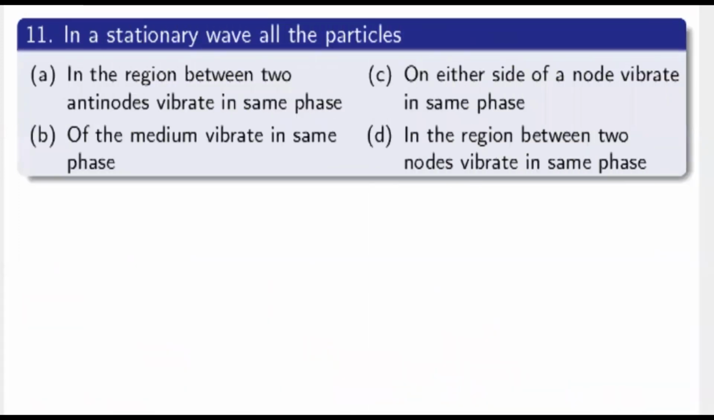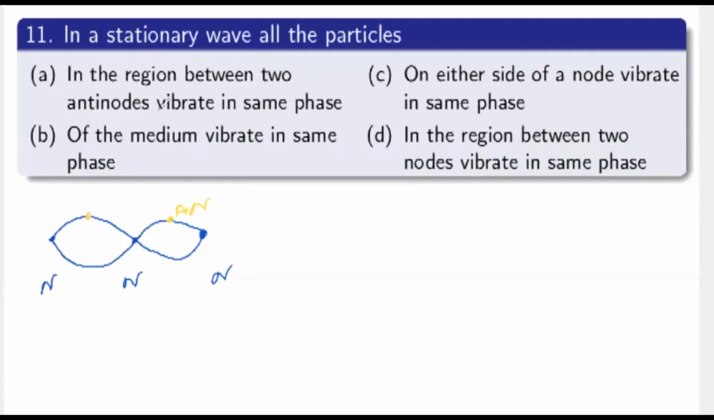Next, in a stationary wave, all the particles are, a stationary wave is considered, and the options are: in the region between two antinodes, vibrate in same phase; of the medium, vibrate in same phase; on either side of a node, vibrate in same phase; and in the region between two nodes, vibrate in same phase. Now let me draw a standing wave. So this is a standing wave of length lambda. Now let's look at it. These two are endpoints, and there are three nodes and two antinodes.